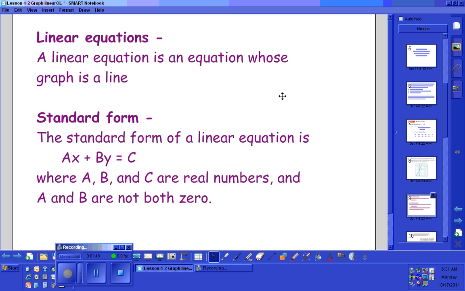Standard form of a linear equation would be ax plus by equals c. That looks like a lot of letters, but remember that a, b, and c are actually indicating numbers. So standard form would be something like 3x plus 2y equals 7. Keep in mind that a and b cannot both be 0, although it is okay for one of them to be 0.